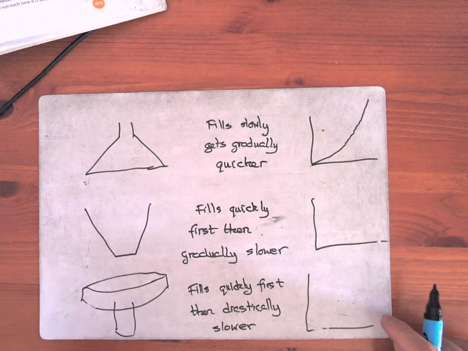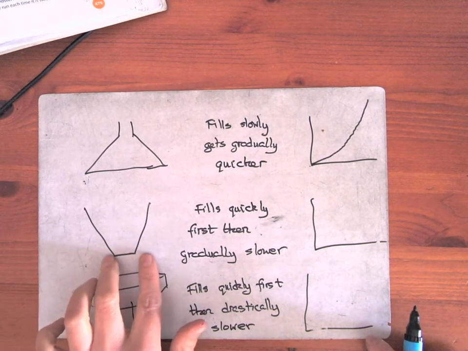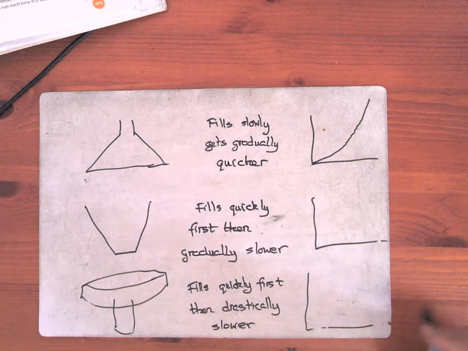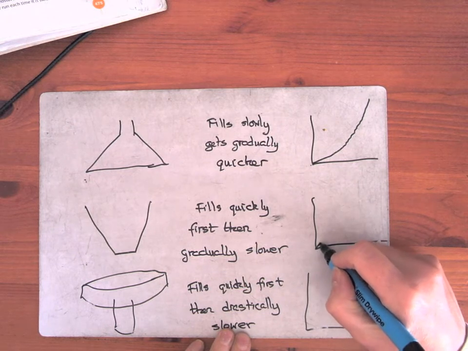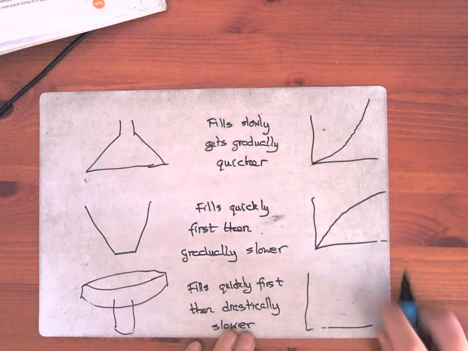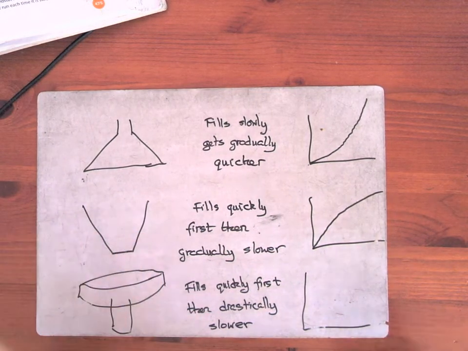This one's the opposite. It fills quickly first because it's narrower at the bottom, but it gradually gets wider. So it starts off filling quite quickly, and then it tapers off and fills more slowly. Again, it's not a straight line, because it's not uniform.